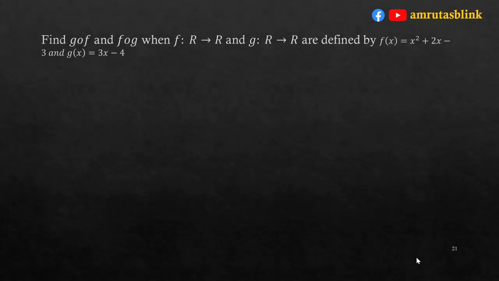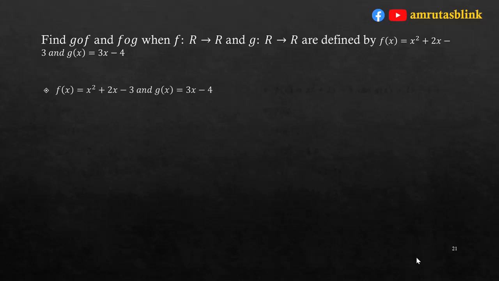Moving to next problem. Find g of f and f of g when f is defined on real numbers and g is defined on real numbers. f of x is equal to x square plus 2x minus 3 and g of x is equal to 3x minus 4. We will write the given functions first. f of x is equal to x square plus 2x minus 3 and g of x is equal to 3x minus 4.